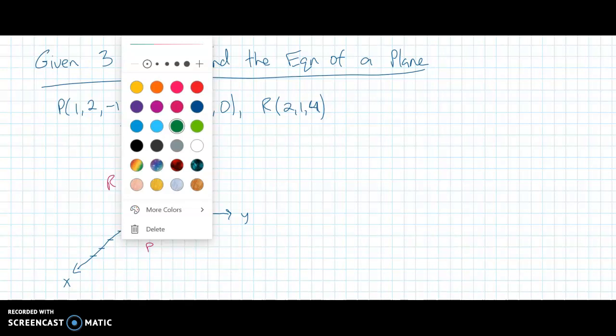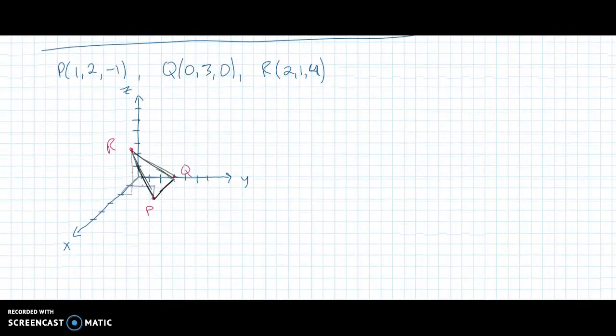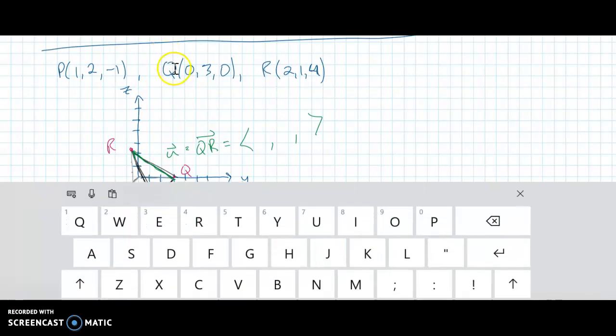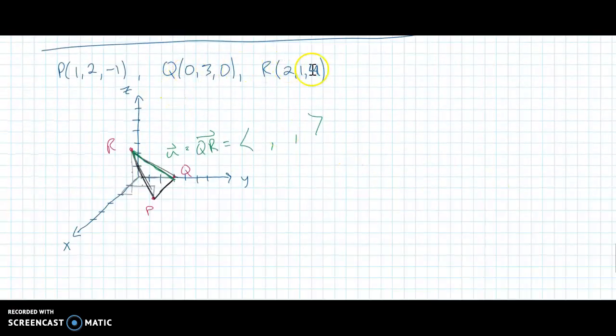We will go to green. All right, so this vector right here I'm going to let be U. And U is from Q to R. So I've got to figure out what goes in there. Well, what I can do is use the coordinates up here from Q to R, right? So 0 to 2, how far do I move? 2. 3 to 1, how far do we move? -2. 0 to 4, how far do we move? 4. So that's this vector from Q to R.